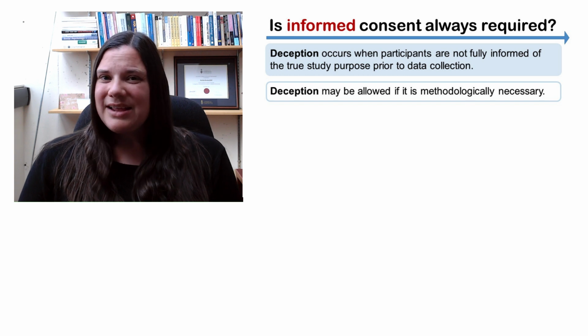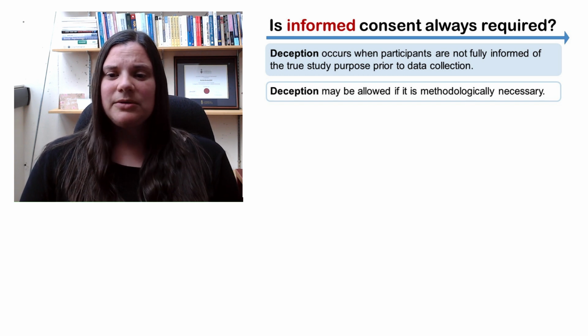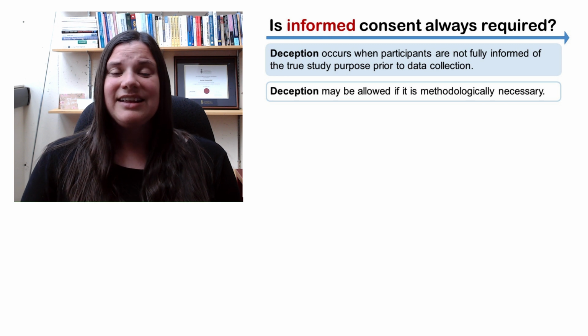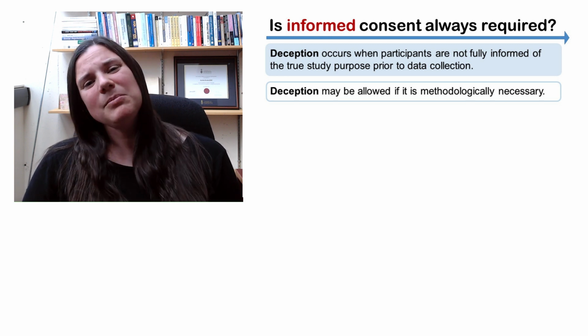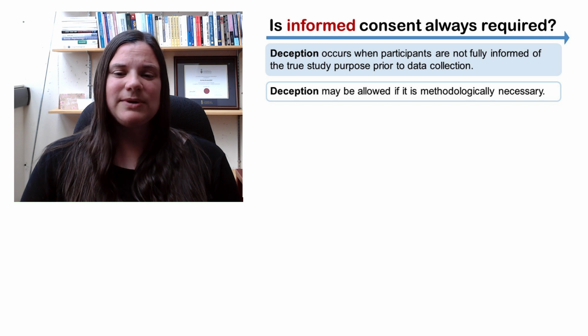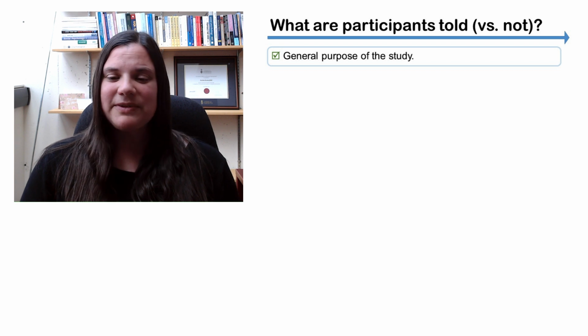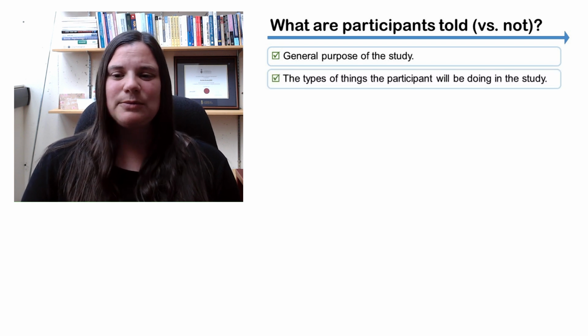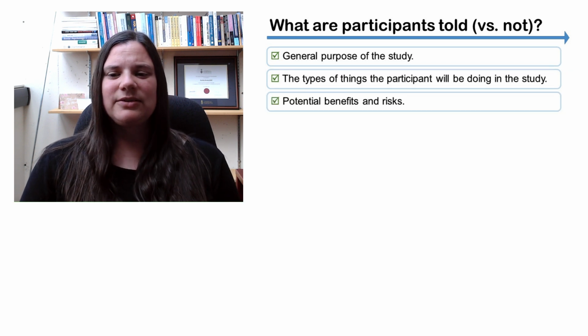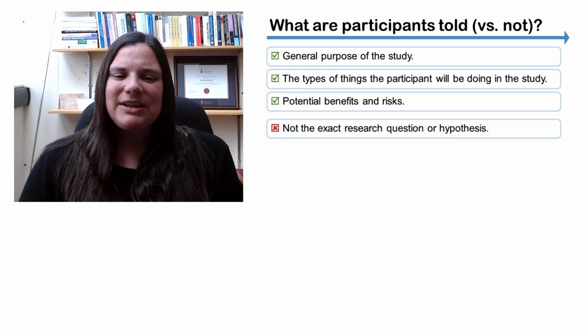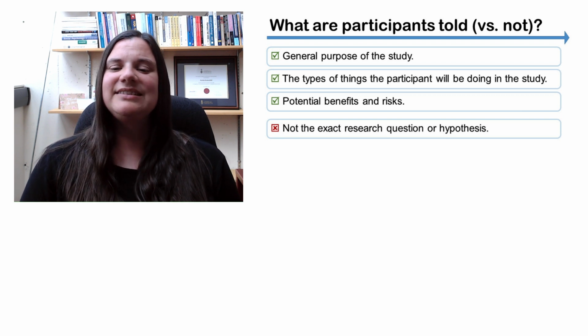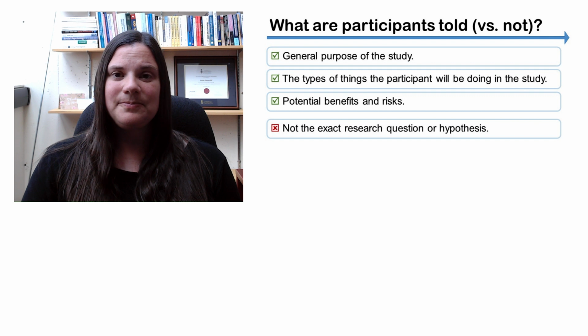When researchers are not able to fully inform participants of the true purpose of the study prior to collecting data, this is called deception. Most studies in psychology involve some degree of deception, in that the researchers will typically tell the research participants the general purpose of the research study, the types of things that the research participants will be doing as part of the study, and what kinds of benefits and risks are involved. But the researchers typically do not tell the research participants about the exact research question or hypothesis. There are cases, however, where researchers may need to be even more deceitful than this.